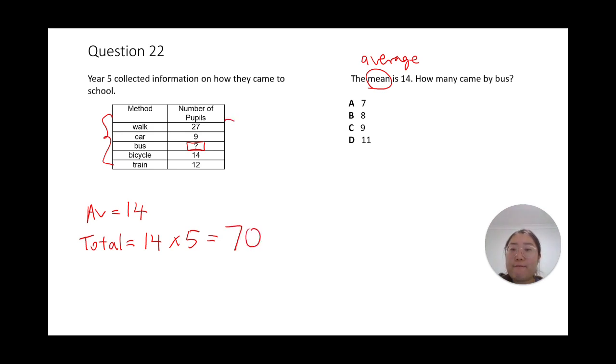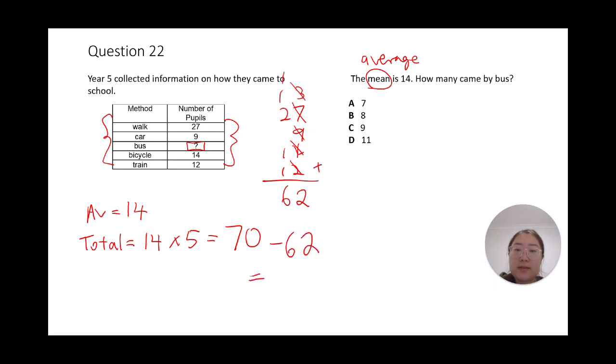Now, we have 4 out of 5 of the methods, so all we have to do from the total is minus what we have right now, and we'll find the bus number. So let's add it up. 4 twos are 6 plus 7 is 13, carry the 1, 3, 9, 12, carry the 1. 1, 2, 3, 4, 5, 6, 62. So we're just going to minus 62 from here to figure out the bus number, and we get 8. So B is our answer.